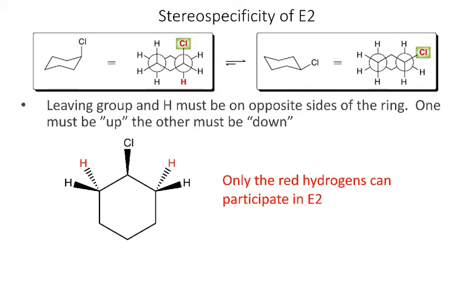All right, and so as a result of this, if you remember when we talked about the groups coming off the cyclohexanes, we often talked about whether they were up or down relative to one another. And so it turns out that they have to be on opposite sides of the ring in order to get an E2 reaction. So only these hydrogens marked in red are able to participate in an E2 reaction. And so this can have consequences for what products we might get and when we're actually going to get an E2 reaction.